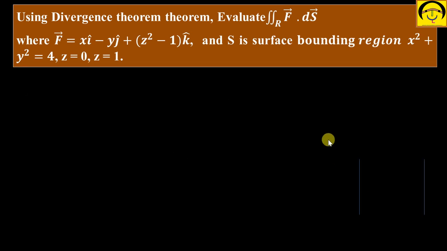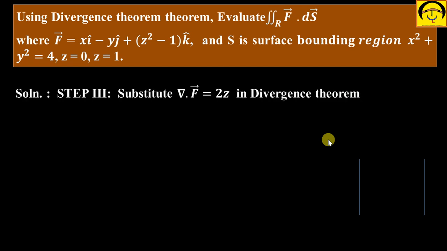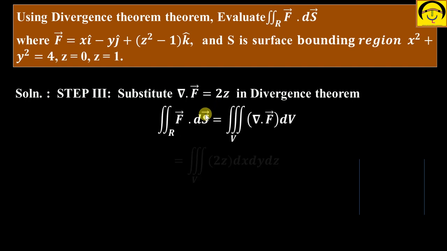So after getting the value of divergence of f, you need to substitute it. After substituting, the fourth step was to focus on the reason. The reason is here: the volume integral is given because you have changed the surface integral into the volume integral. So the next step was to find the limits of x, y and z.